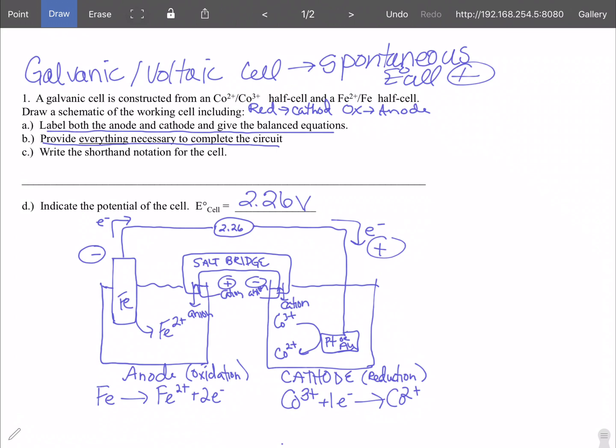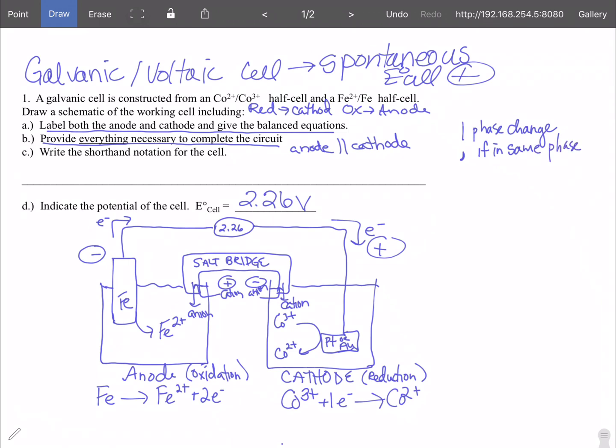Okay, so the last thing is to write the shorthand notation for the cell. And remember, that basically reads just like you've drawn it. You're going to start with the anode and salt bridge and then the cathode. Now, the only tricky part, remember, is that you put a line for a phase change, and if you don't have a phase change, you use a comma if in the same phase. And you have to put in concentrations.